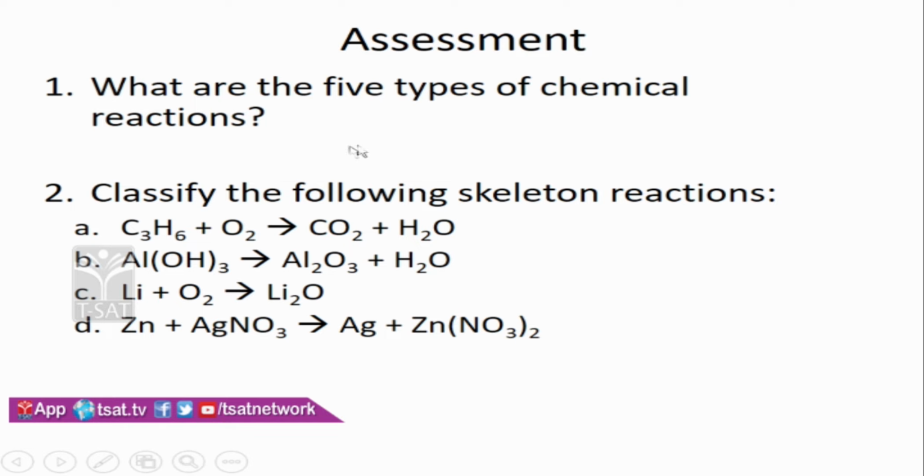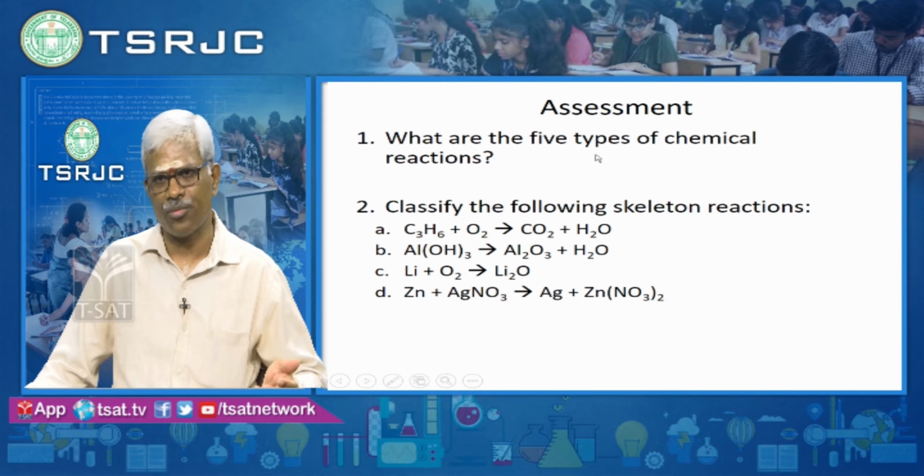What are the 5 types of chemical reactions? That recapitulates 5: combustion reaction, double displacement reaction, single displacement reaction, dissociation, and association or synthesis reaction or combination reaction.